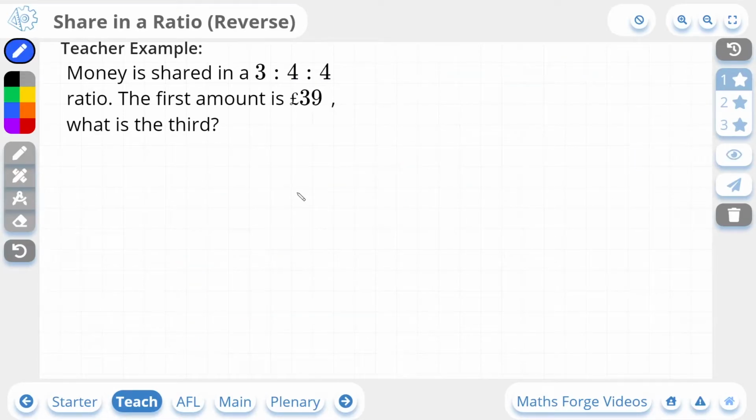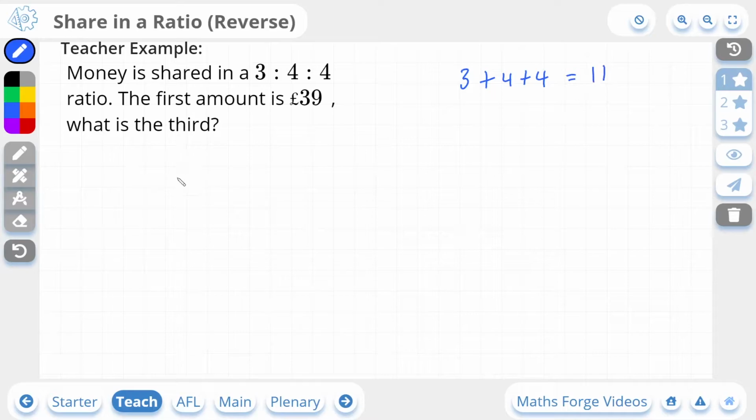We'll do another one-star example. Here the ratio is 3 to 4 to 4. The first amount is £39. What is the third amount? So remember, we begin by adding the numbers in the ratio together. So 3 plus 4 plus 4, and this is going to give us 11.